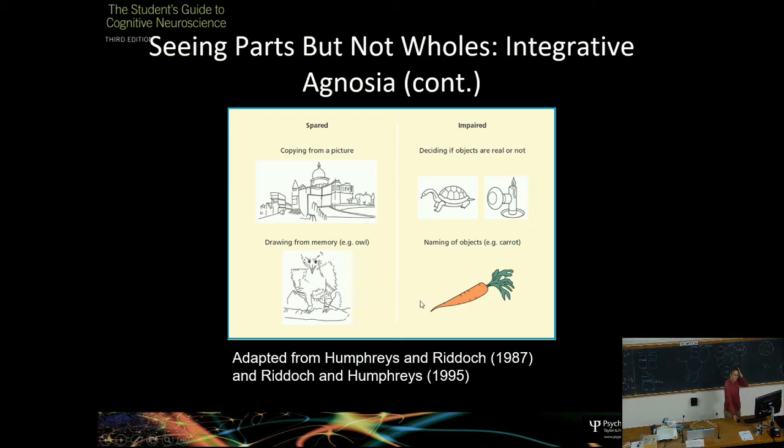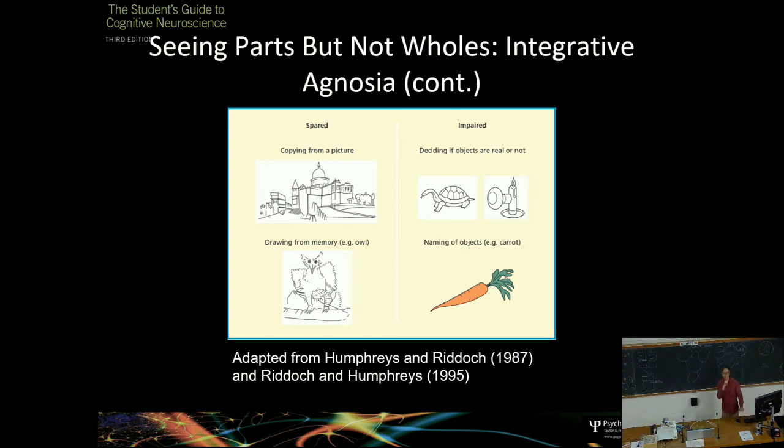What he can't do is that he's poor at naming objects from pictures. If you show him a line drawing, he will struggle to say what it is, or telling you whether these are real objects or not. This is a camera with a candle with a doorknob on it. He would struggle to do that. But he could probably copy the different parts.